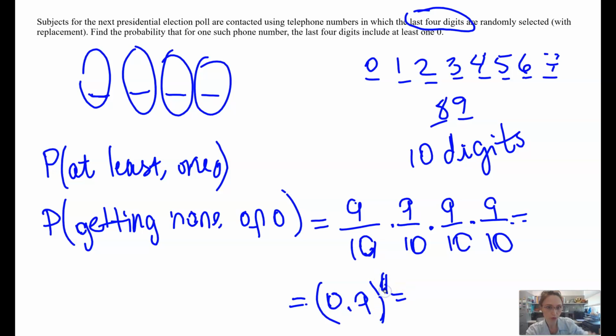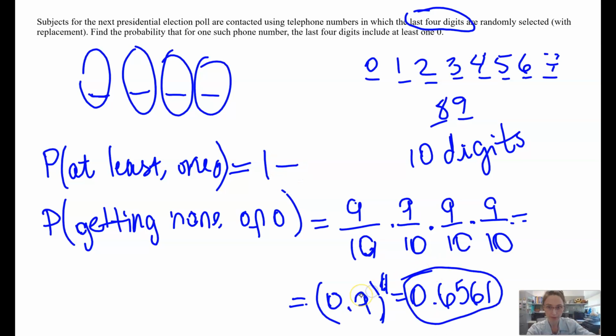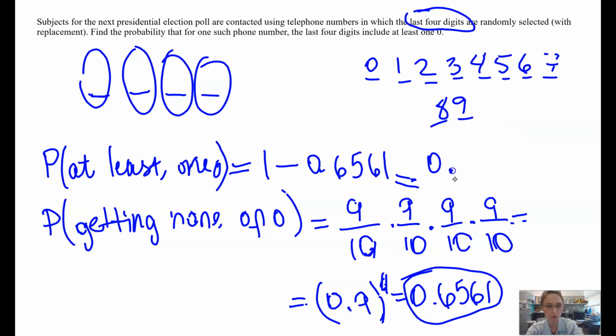which is equal to 0.6561. So that's the probability that all 4 of the last 4 digits will not be zeros. Now the probability that it's at least 1 zero is 1 minus the probability that none of them are zeros, 1 minus 0.6561, which is equal to 0.3439.